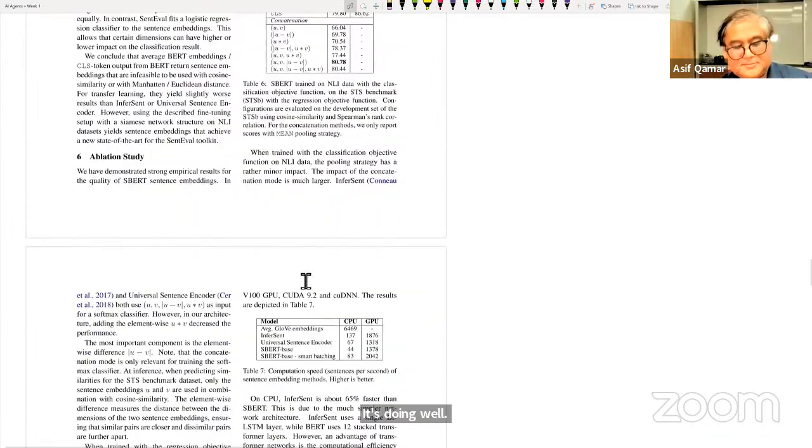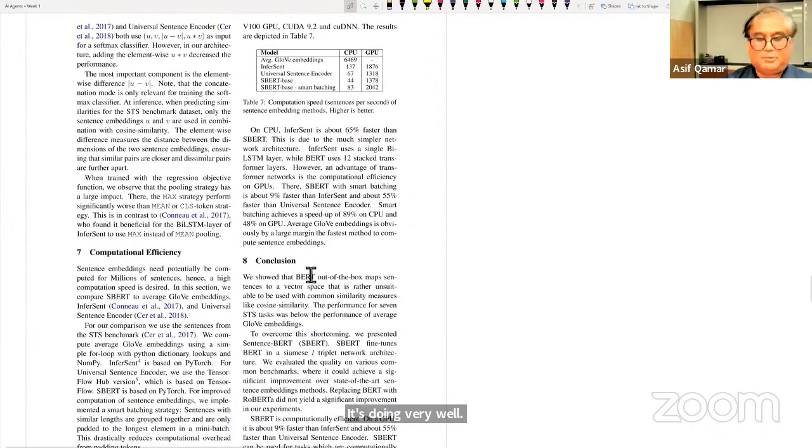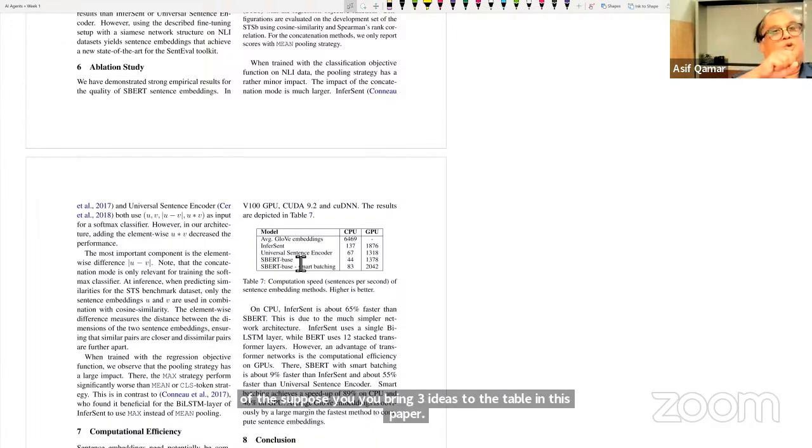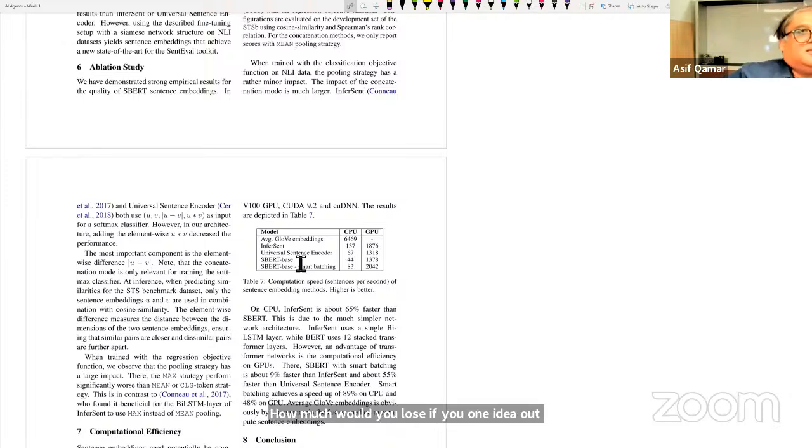And ablation studies are important. What does ablation study mean? In our field, we do ablation studies. Ablation study means, suppose you bring 3 ideas to the table in this paper. How much would you lose if you threw one idea out? Suppose you threw an idea out and your model still did great. What would that mean? It would mean that idea was useless, isn't it? So every idea needs to be a key contributor to making for success.